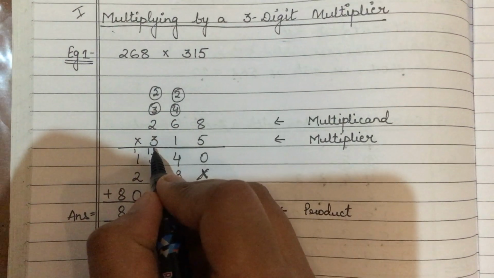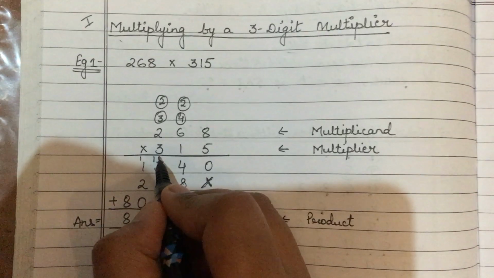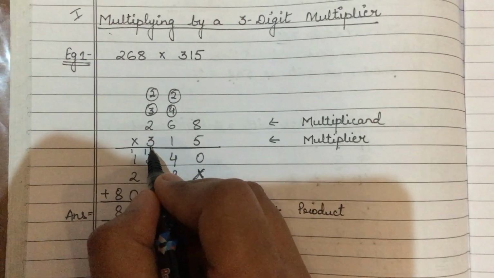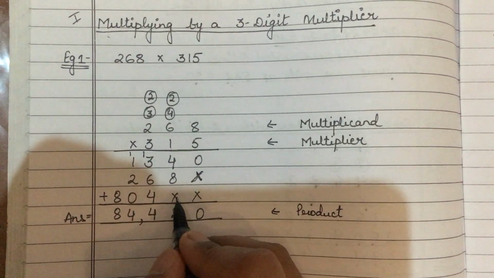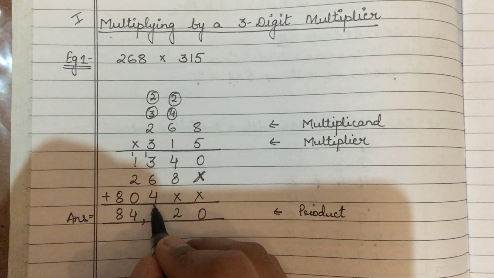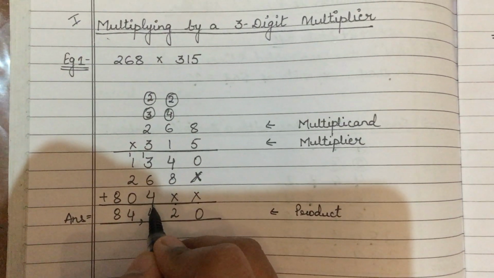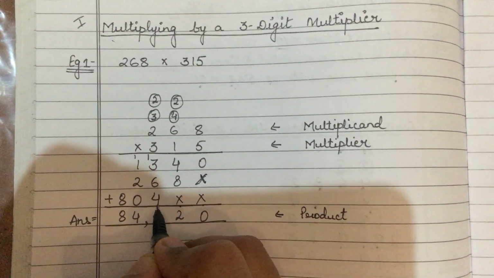Now, we have to multiply by the 3 at the hundreds place. So again, this time also we will start writing from the hundreds place. We will leave ones, we will leave tens, and we will start writing from the hundreds place.